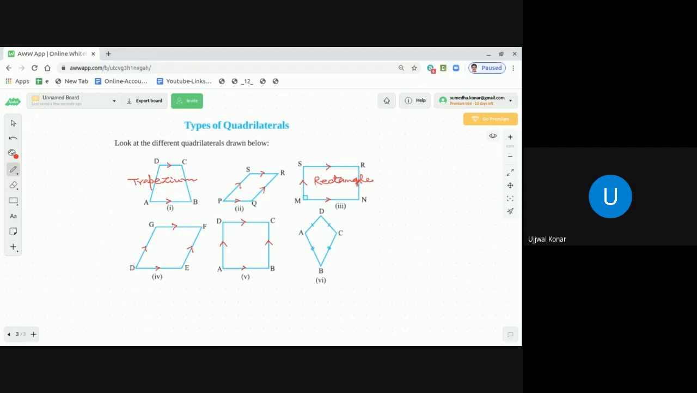Now let's focus on diagram 4, dear students. If you look into diagram 4, what we see is that it is a parallelogram, DEFG. But one interesting thing is that all these four sides are equal. As all four sides of a parallelogram are equal, then we can call this a rhombus. The definition I can say exactly is that a parallelogram with sides of equal length is called a rhombus.